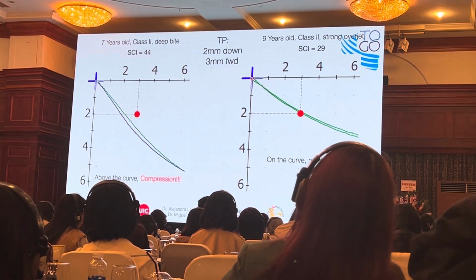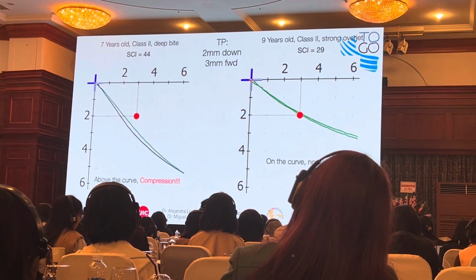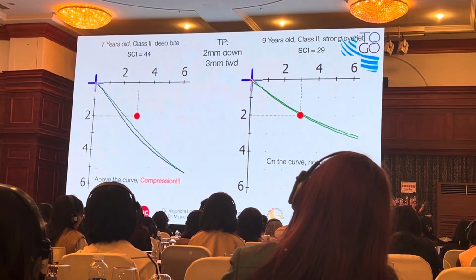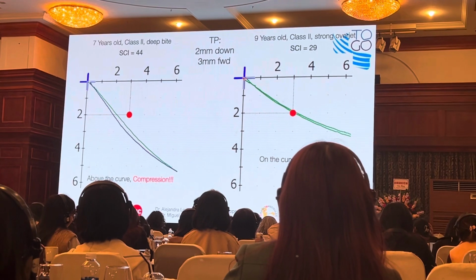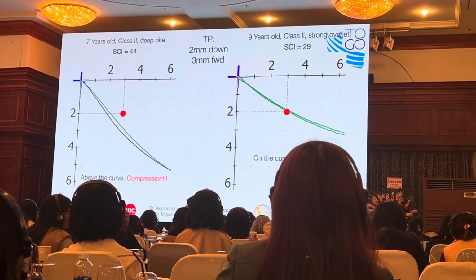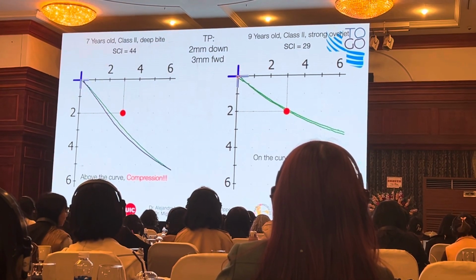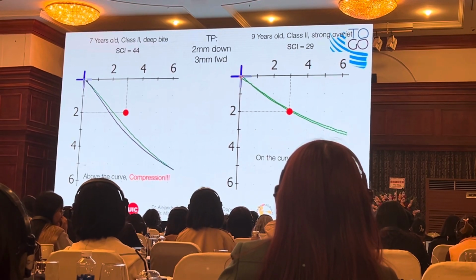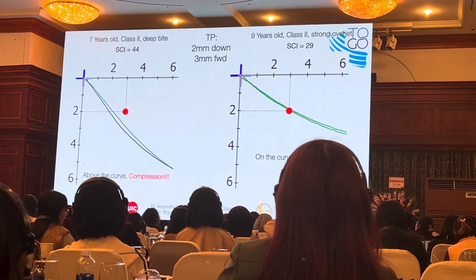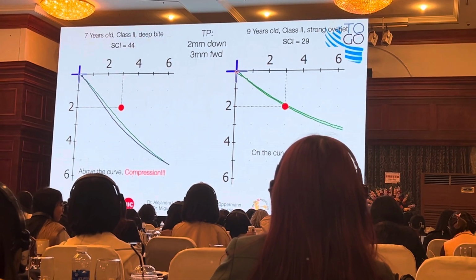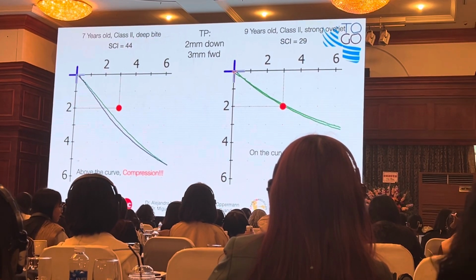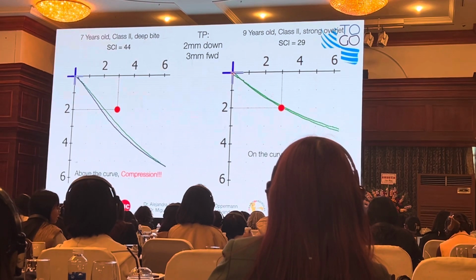And if I have another case, and I put 2 and 3, I will certainly compress the joint in this situation. I will push the condyle against the eminence. The condyle will be on top of the eminence and will compress it. If the patient is 29 SCI, there's no problem. So be careful when you move your articulator forward and down if you don't know the pathway of the joint.